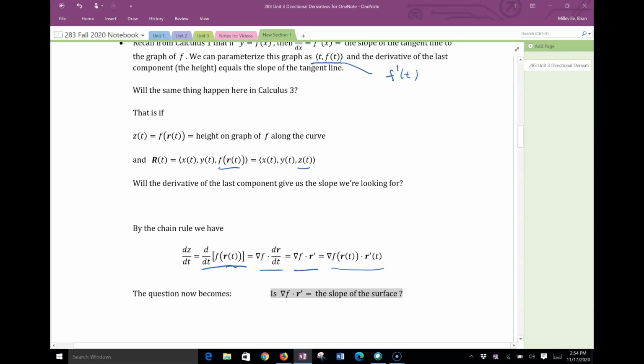The question now becomes then, because this right here is our derivative, this is equal to z prime, is that derivative the slope of the surface? All right, so that's what we're going to figure out next.